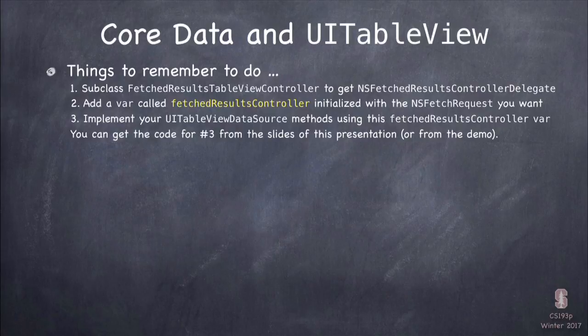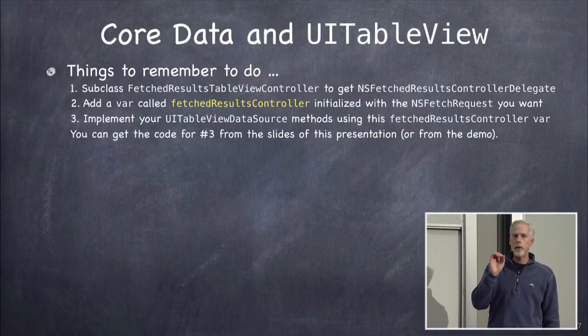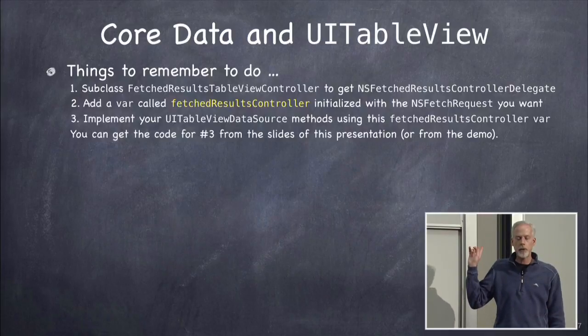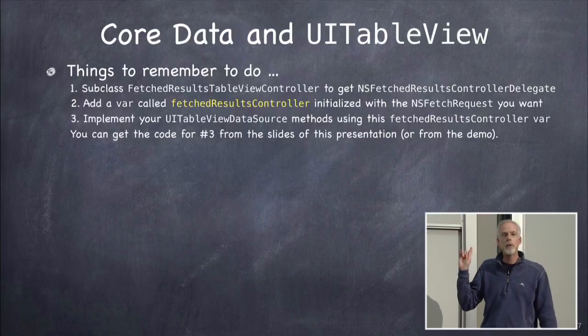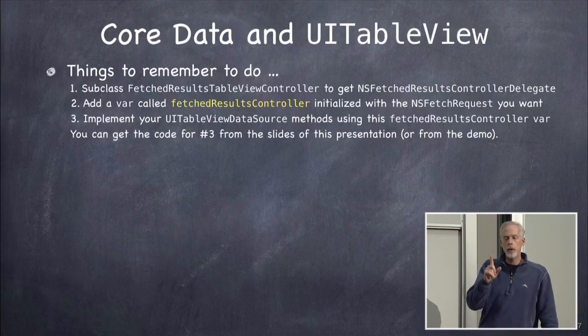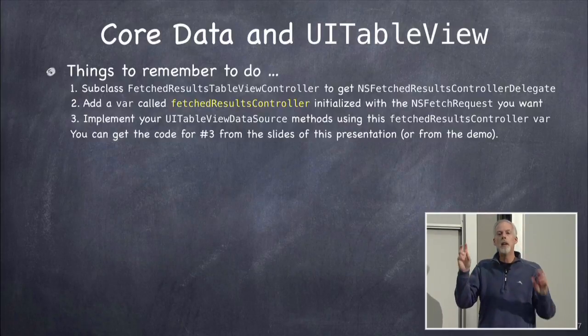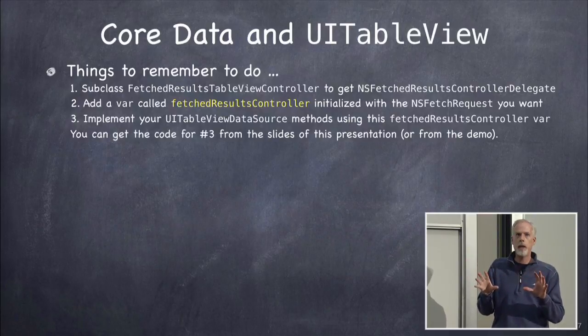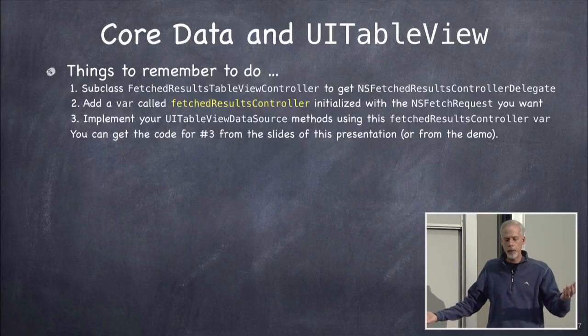Okay, so when you're using Core Data and UITableView, the things to remember are you're going to subclass FetchedResultsTableViewController, the thing I'm going to give you, so that you implement NSFetchedResultsControllerDelegate. You're going to add a var to your UITableViewController called fetchedResultsController, and you're going to set its value to be an NSFetchedResultsController with the fetch request that you want to populate your table.